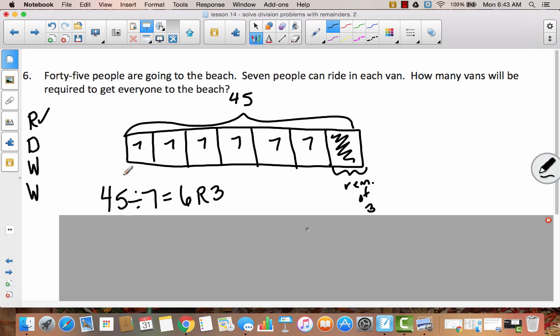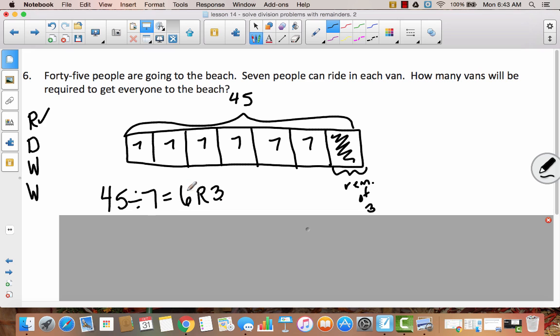So I went ahead and wrote my number sentence. 45 divided by 7 would equal 6, because there's 1, 2, 3, 4, 5, 6 7s in 45, and I had a remainder of 3. Now here's where they try to trick you again. How many vans will be required to get everyone to the beach?